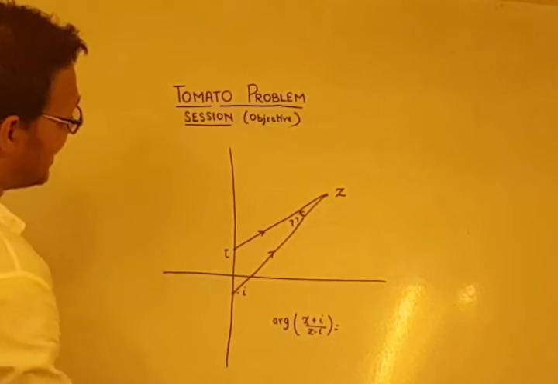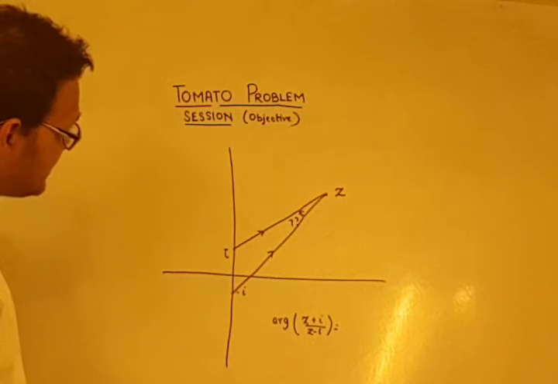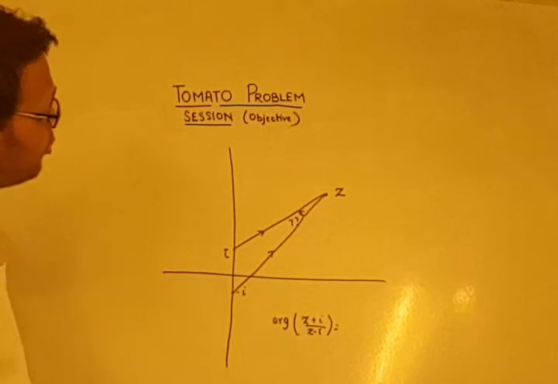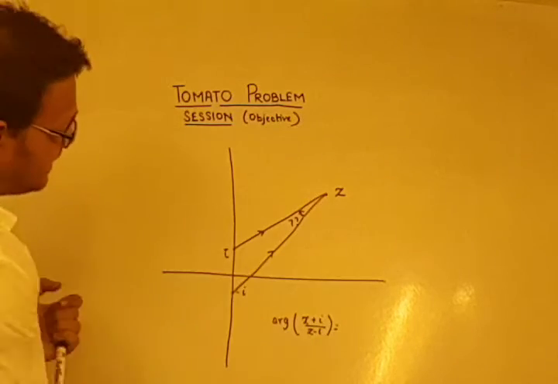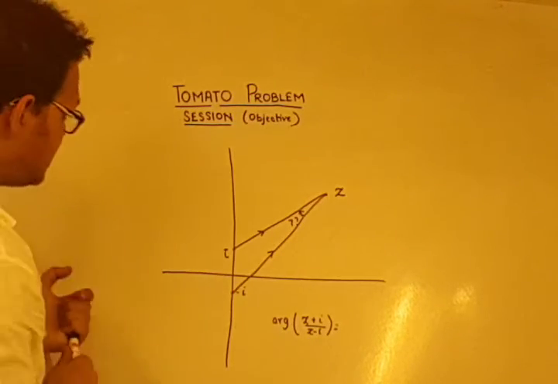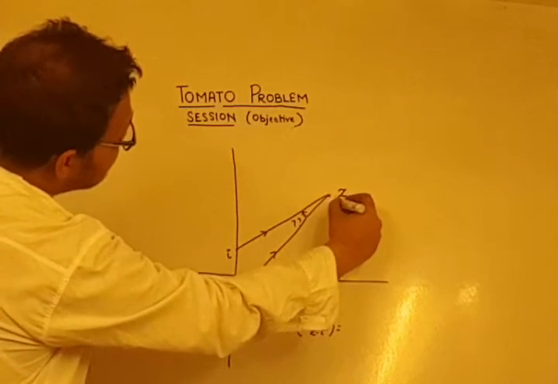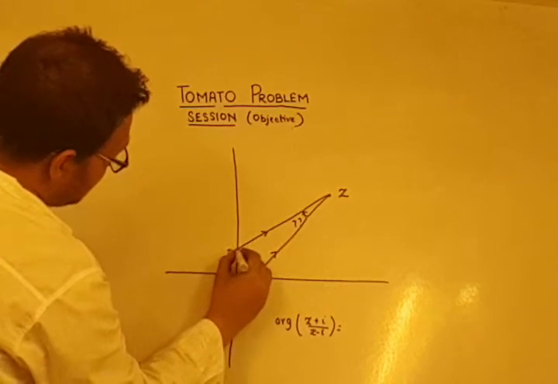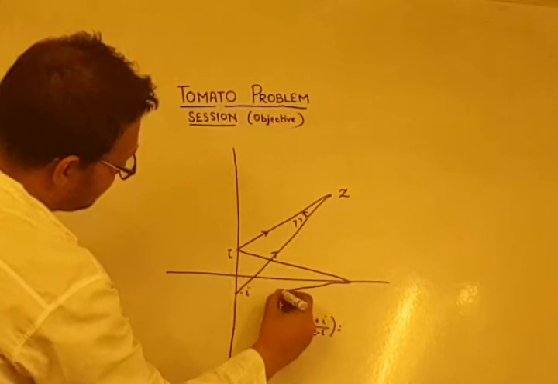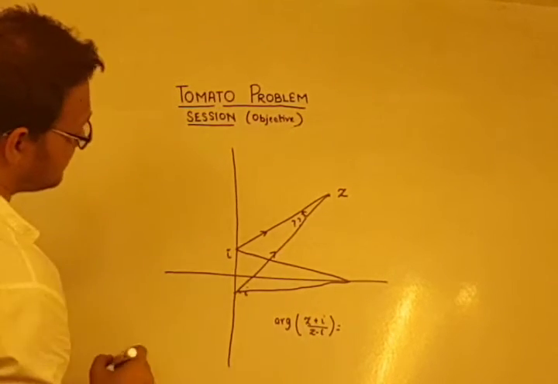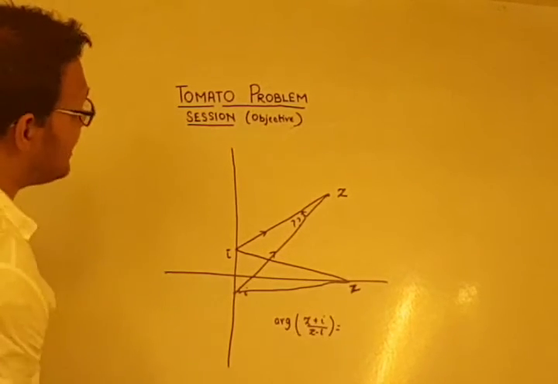Now since z is a locus and it's a moving point on the plane, I just say that z is a moving point on the plane. So what if I place this z on the x-axis? What if I just translate and bring this z down to here? How will the figure look? Something like this, isn't it? So the figure looks something like this.